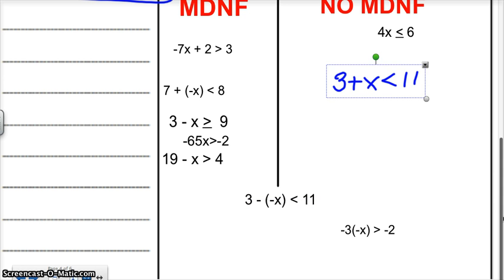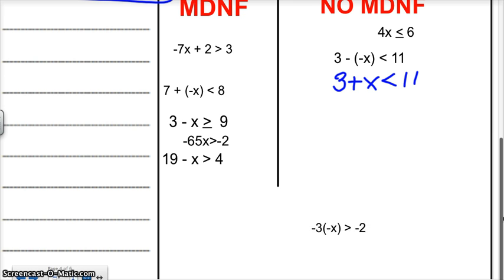Okay, next one. Negative 3 times negative x. Would I MD&F this? No, because negative 3 times negative x would be positive 3x. That's more challenge questions.